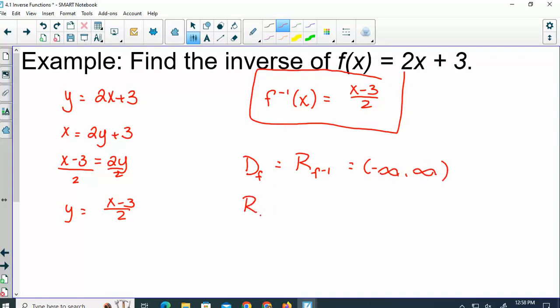The range of the original function is the same as the domain of the inverse. It is a lot harder to look at an equation and know what the range will be, but we can find the domain of an inverse pretty easily. So if I look at my inverse, it has a fraction. We know that in a fraction, the bottom can't be 0. Does 2 ever equal 0? So it's negative infinity to positive infinity. Let's try some more.